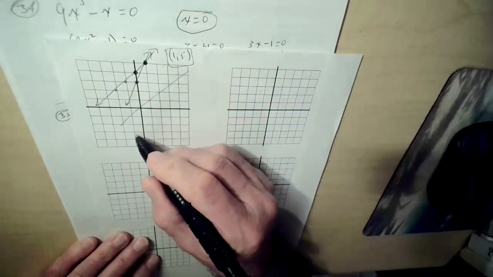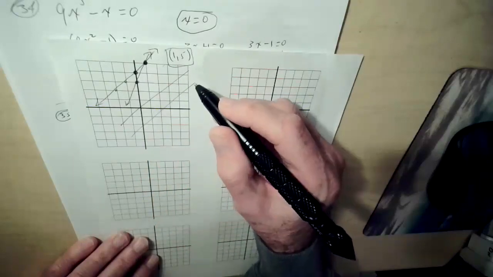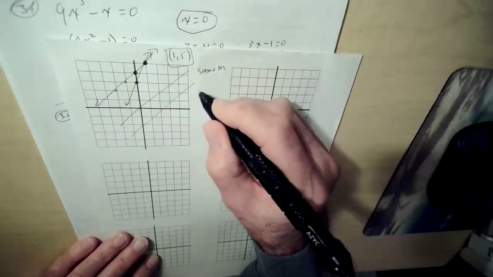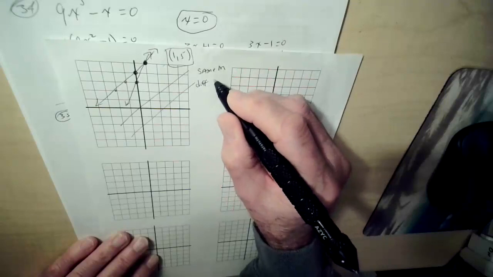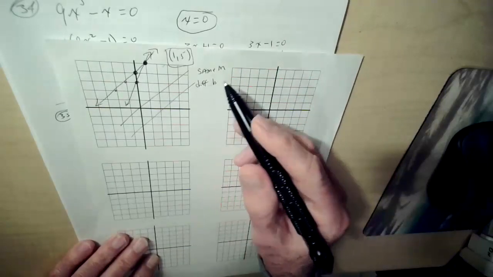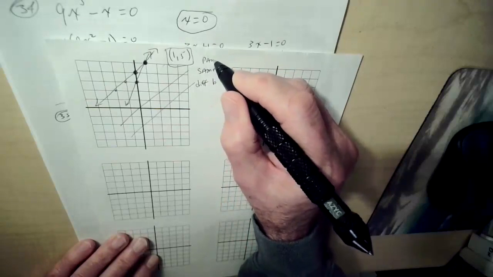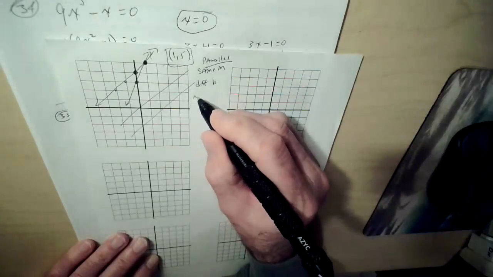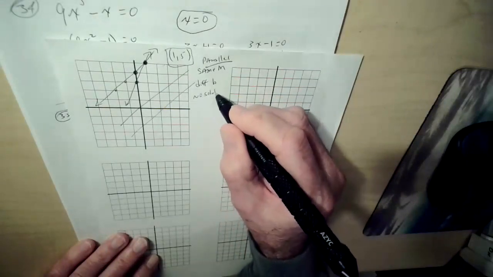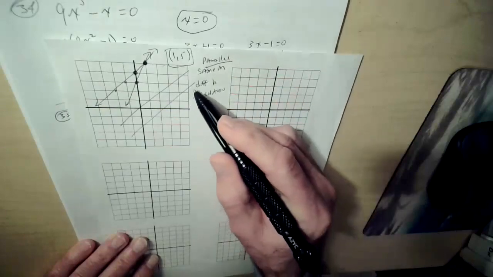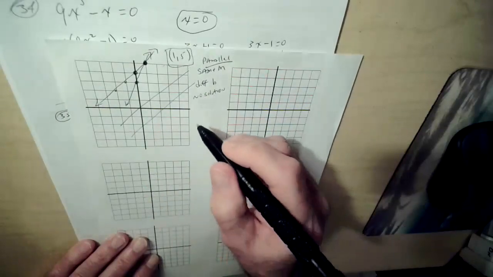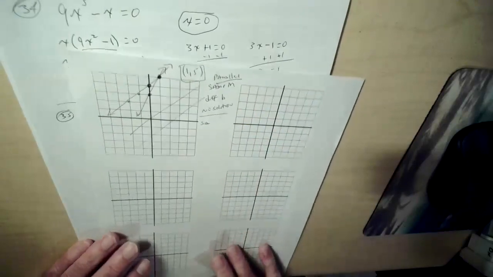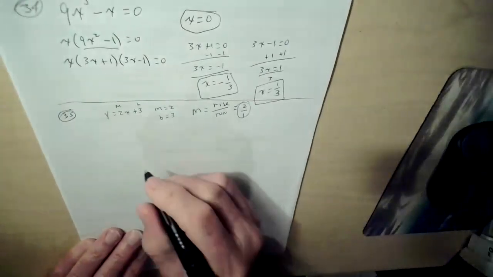Now remember, on these things, there's 3 possibilities. There's one solution. Now, if you have the same slope and different y-intercepts, like this, if you have the same slope, different y-intercept, these are parallel. P-A-R-A-L-L-E-L. And there are no solutions. No solution, because they don't cross.